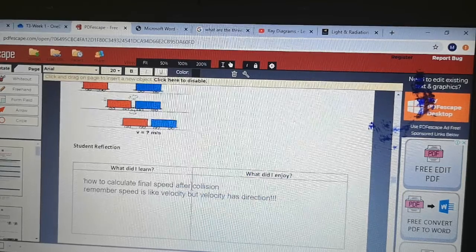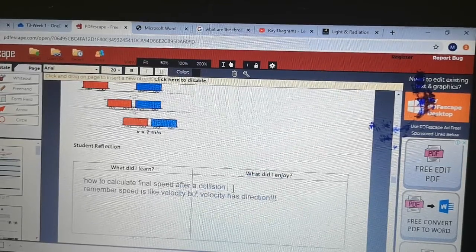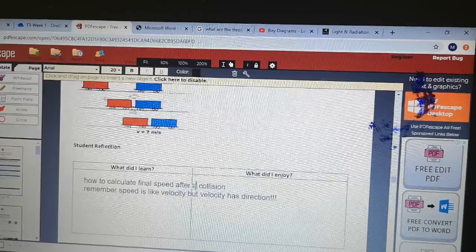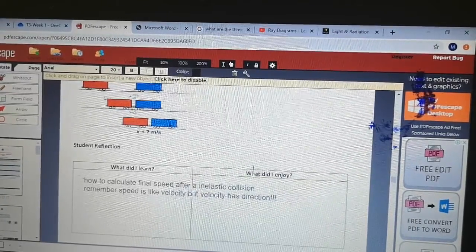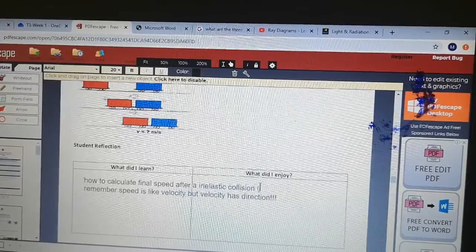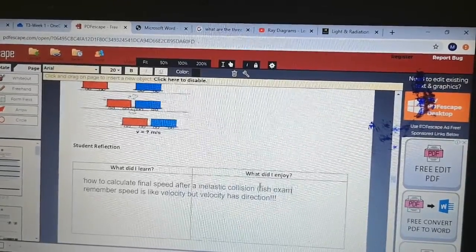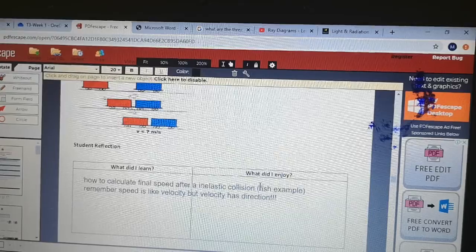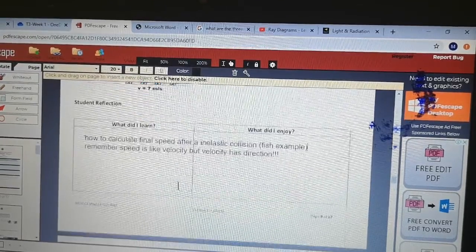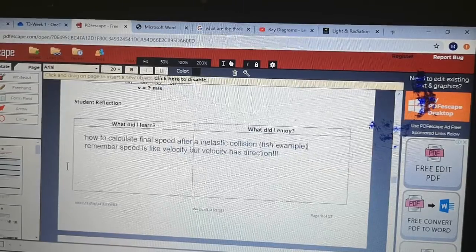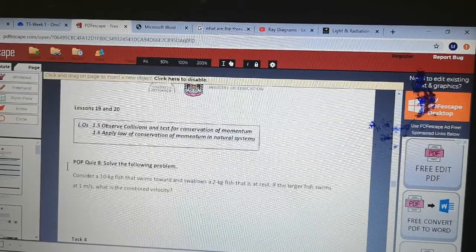After a collision, we focused on inelastic collisions. The fish is the inelastic collision. But remember, when they don't stick together, it's elastic. That was last week. We move on to the last two lessons.